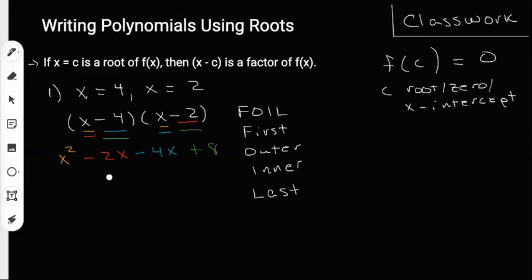All right, so now the last thing we do is combine the inner two terms because they both end in an x, so they are like terms. We put the negative 2x with the negative 4x, and we get x squared minus 6x plus 8. So this is going to be our polynomial. This polynomial crosses the x-axis at 4 and 2, positive 4 and positive 2. So with the roots, we can create the polynomial.